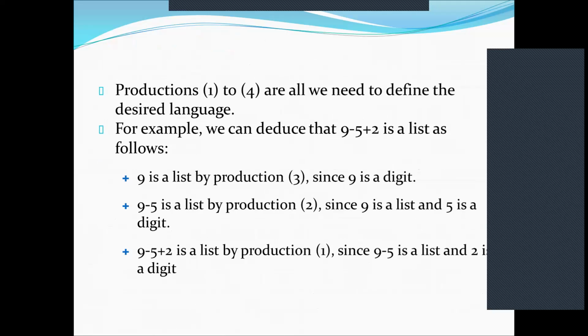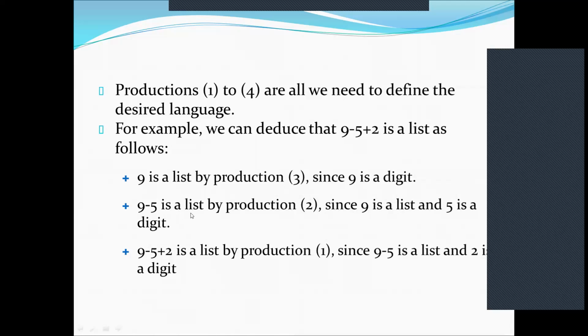Right? So with this now we'll see, for an example, we can deduce that 9 minus 5 plus 2 is a list. How we'll see? We'll see how this can be treated as a list or this can be treated as a production. Now 9 is a list by production 3. Right? Since 9 is a digit, because that is what it says, list can have the form of digit. So remember slide number 20.